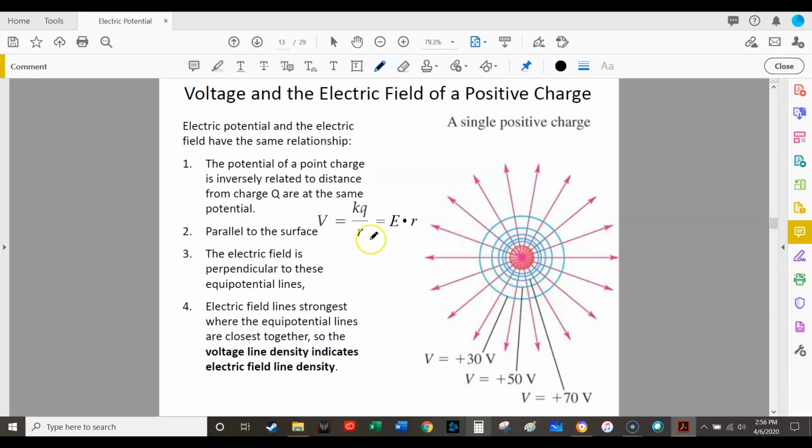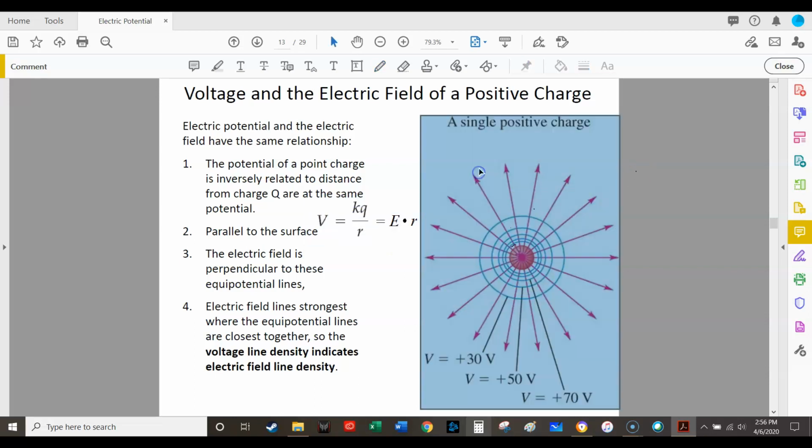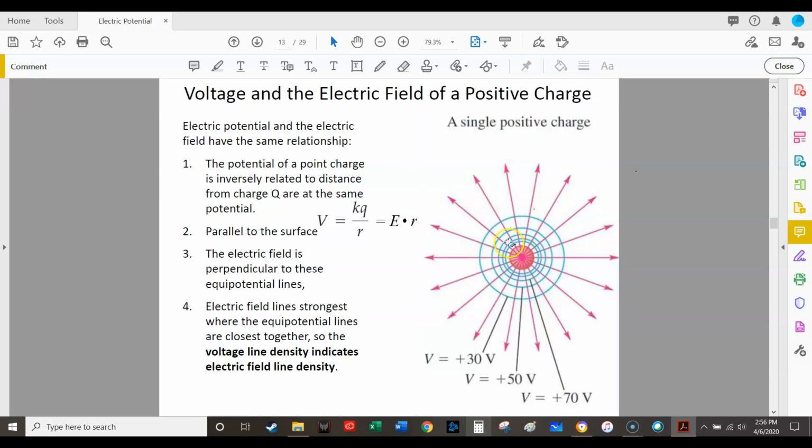So I want to talk a little bit more about different shaped objects. Here we have a circular object and it's positive, so the electric field is pointed away. Notice that when the electric field lines are closer together right here, the voltages are also closer together. And as the electric field lines start to diverge, the space in between the voltage lines starts to disappear. But here's something that's interesting.